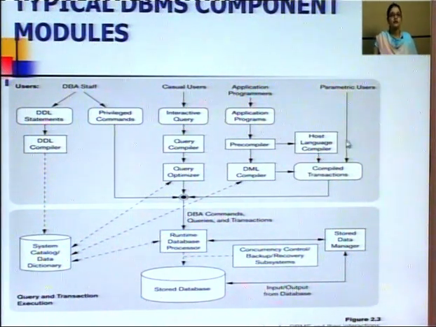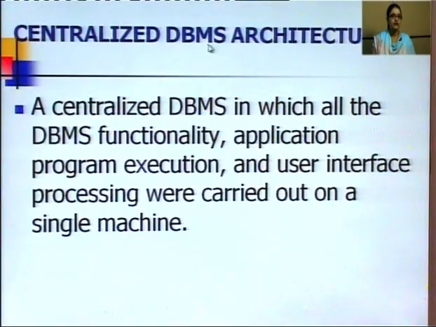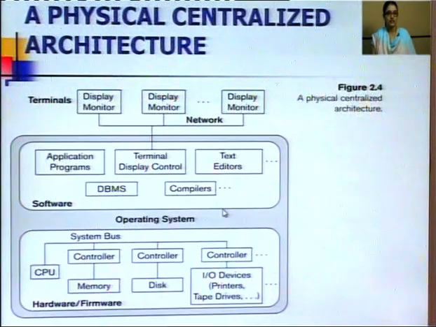In the upper half, it is represented what the various kinds of users are, and in the lower half, it is represented how the data is physically stored in various areas and how the transactions are performed. The centralized database management architecture is one in which all the database management functionality, application program execution, and user interfacing processing is carried out on a single machine.